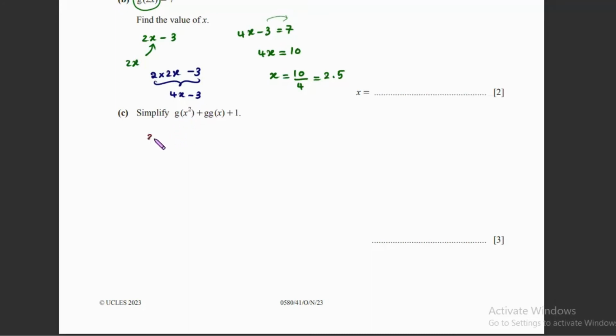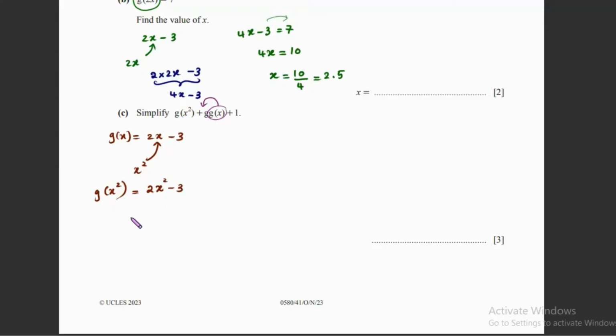So the function that we have for g of x is 2x minus 3. This x has to be substituted with x squared. So this becomes 2 times x squared minus 3. So this is the answer we get for g of x squared. Now in the same way, I need to find what g of x plus 1 is equal to. That means the answer for g of x is substituted into x in the g of x function.